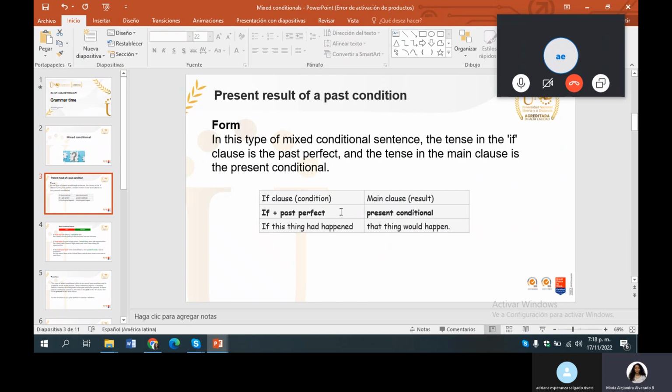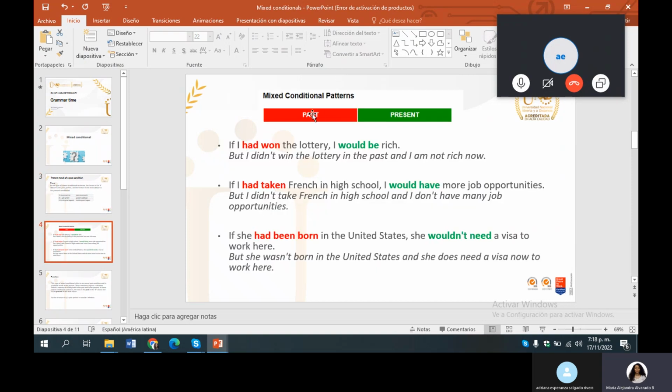All right? If this thing had happened, and here we have the structure in an example. We have if, and here the past perfect. And the main clause is the result. And what is going on here? Here we have the present conditional. If this thing had happened, that thing would happen. Okay, it can be a little bit confusing. Let me show you this example.